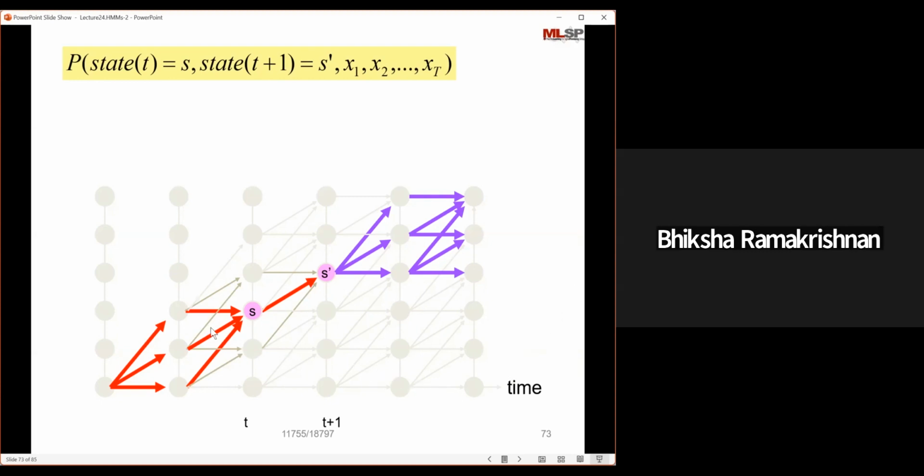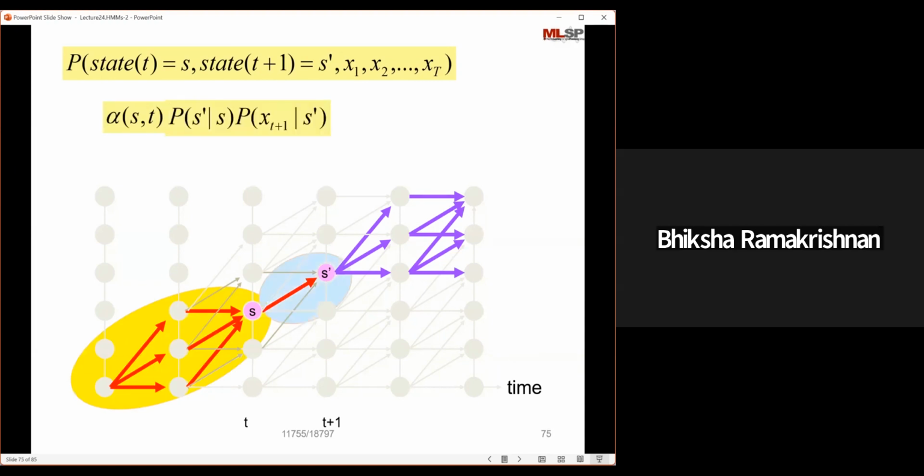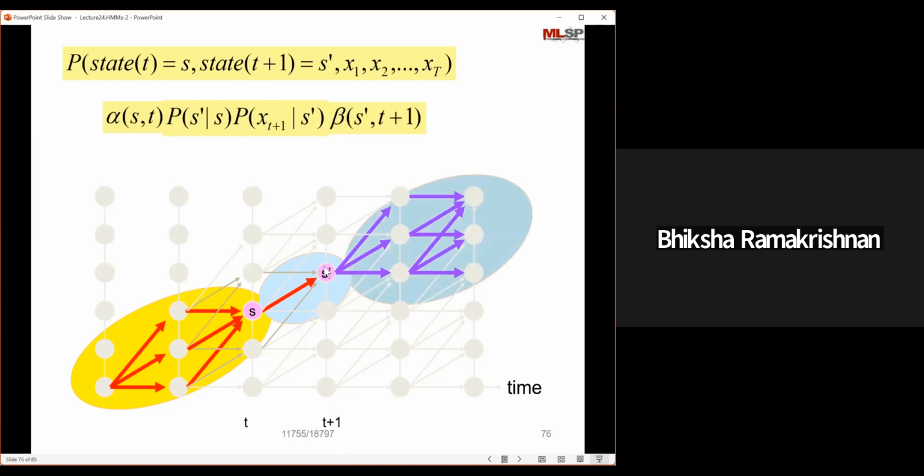Alpha, beta S prime, kind of. I can take alpha S_t, right? But then I have to go from S_t to S prime. So I have to go from S to S prime, so times the probability of transitioning from S to S prime. And then you have to consider the observation at t plus 1, times the probability of the observation at t plus 1 from S prime, times beta S prime.